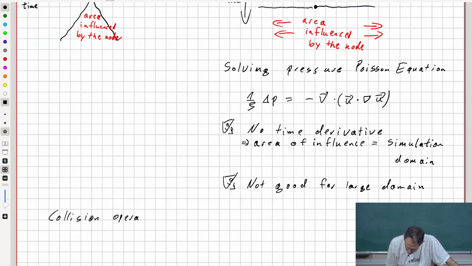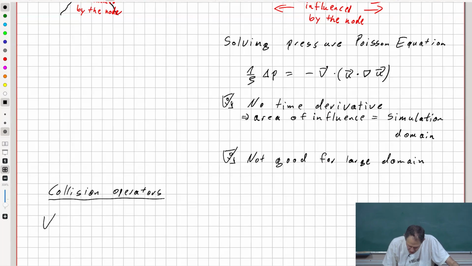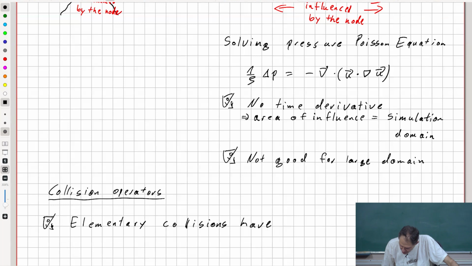Okay, so the last point of this introduction is that we now come to the collision operators. This is something where we will spend a lot of time during these 2 weeks. We have to express our elementary collisions statistically, and for this we will use moments.